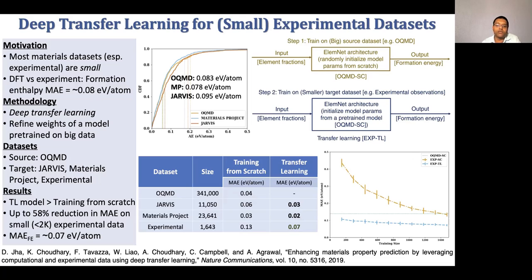So by this transfer learning approach, we can get similar or better accuracy in much less time and with much fewer resources. This work was published last year in Nature Communications, if you're interested in getting more details.